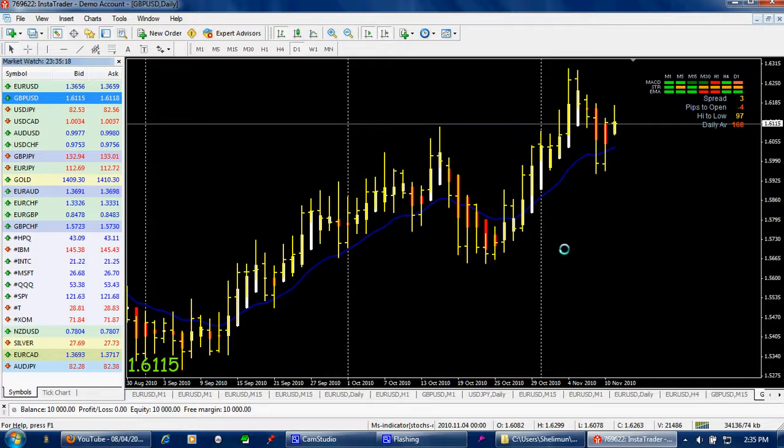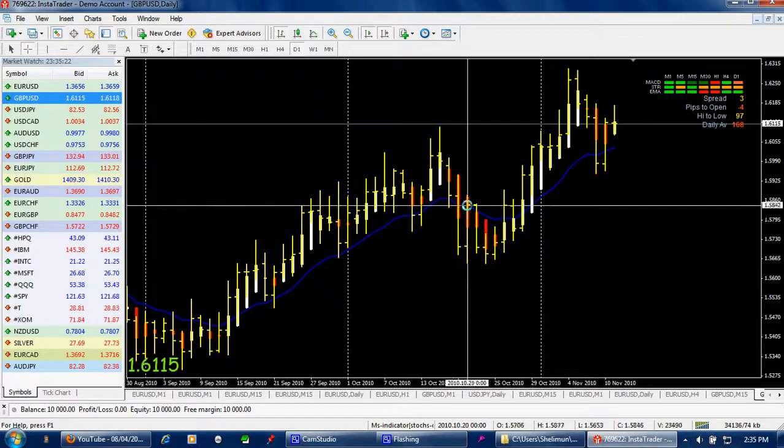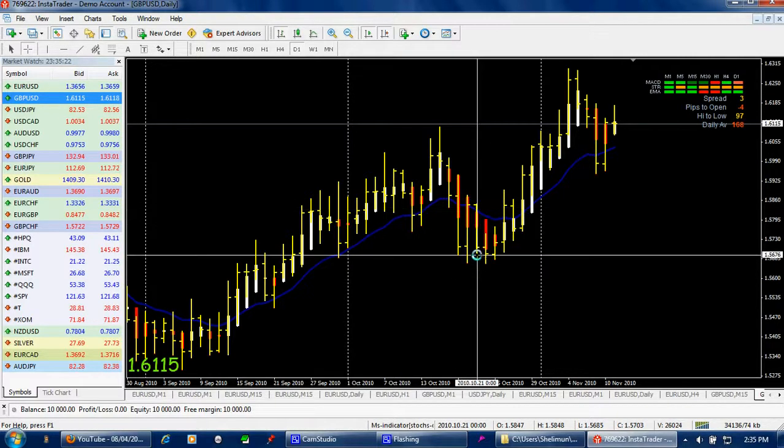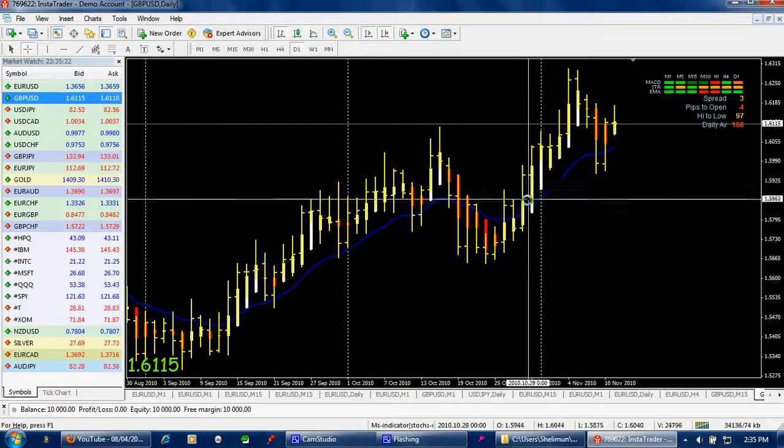Here is British Pound and Euro US, for example, and right here you would have taken this one right here. It's over 200 pips, probably 500 pips. You probably would have made at least 400 pips right here. Now on the downturn right here, you would have lost money. You would have lost 200 pips.